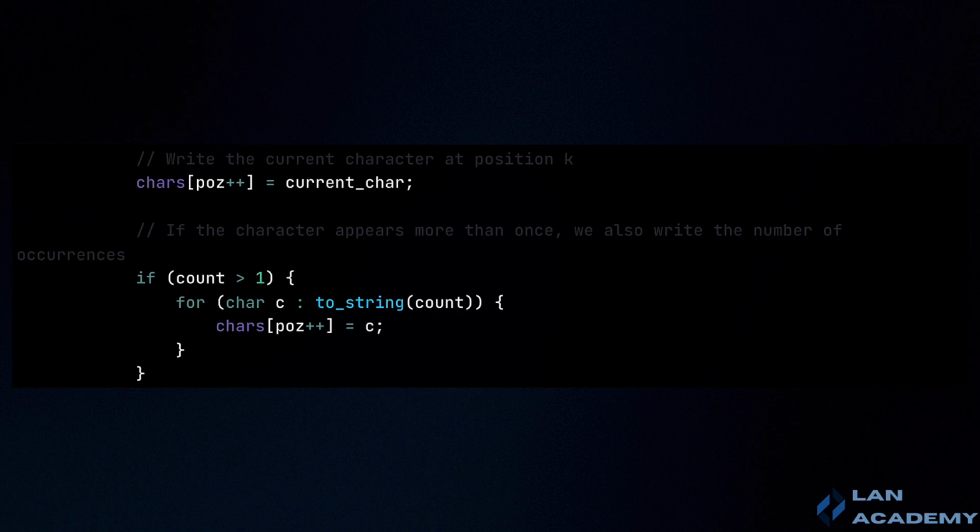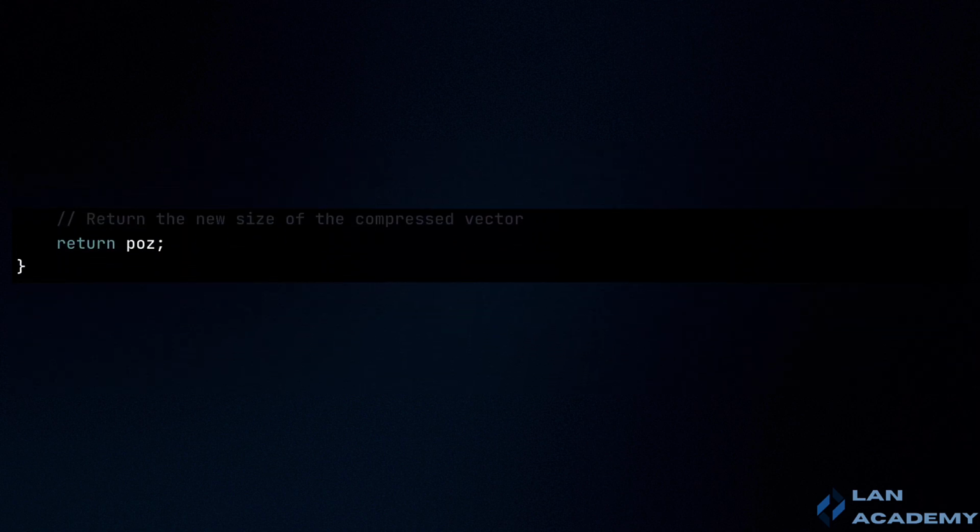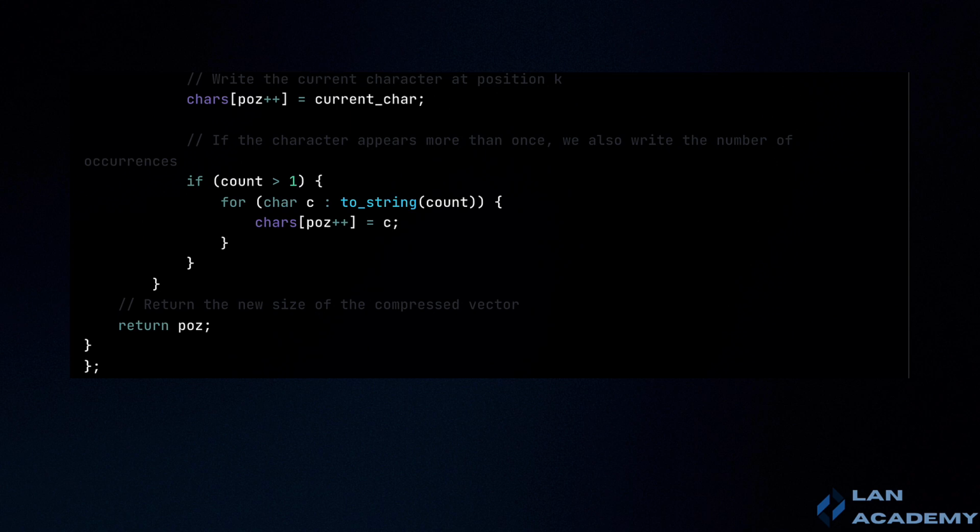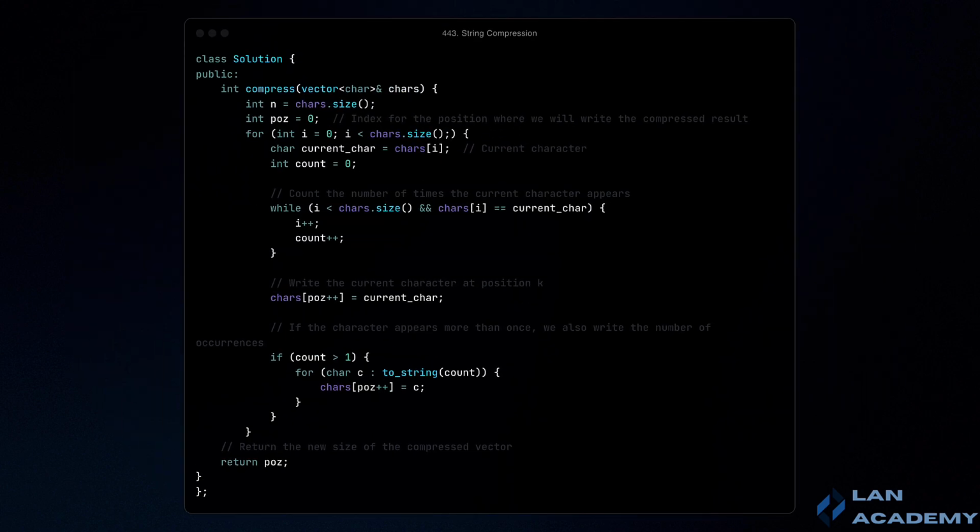This approach ensures that the chars array is modified in place, using only a constant amount of extra space as required. Finally, I return pos, which now represents the new length of the compressed array. This algorithm is efficient with a time complexity of O(n), where n is the length of the chars array. The efficiency is important for handling potentially large arrays in practical scenarios.